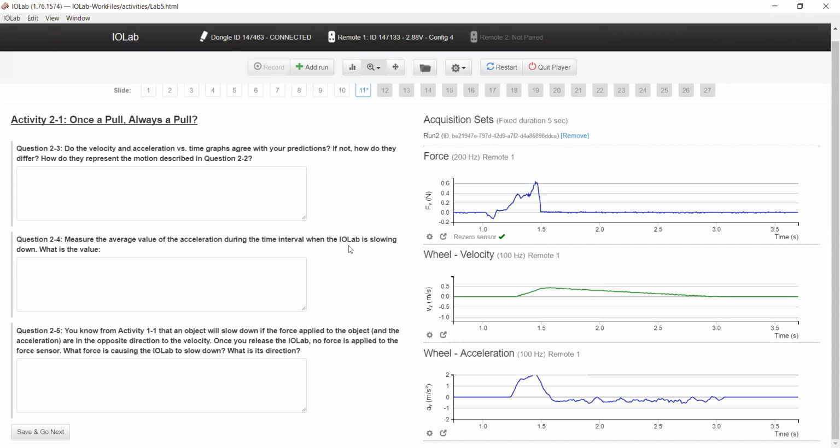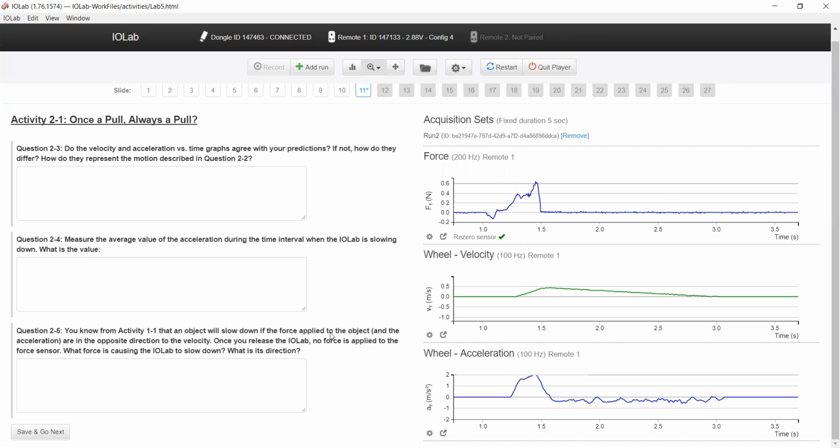Okay, more analysis of the result. Do the velocity and acceleration versus time graphs agree with your predictions? So go ahead, answer it. Measure the average value of the acceleration during the time interval when the IOLab is slowing down. This is the IOLab, so slowing down is this part. You pulled it, you released it, then it was slowing down. So you can do the average of this part. You already know how to do the average using this tool. Just do it when it was slowing down. You don't even need to do the full range. You can do it from here because it's kind of constant. It has to be constant in a perfect world, but okay.